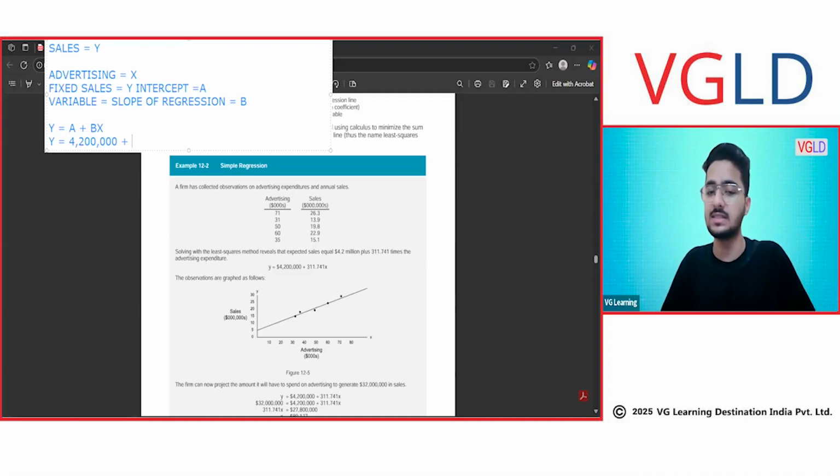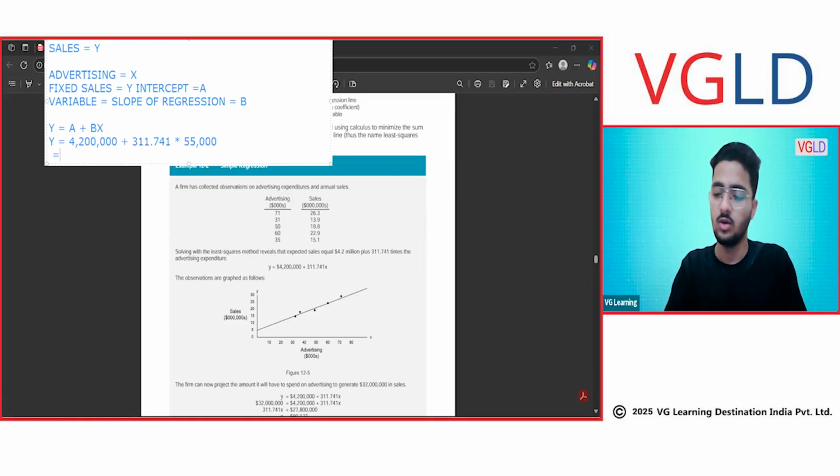Now B is your factor that you can say is your expense. So B is per unit, that is 311.741. That is your per unit value multiplied by, let's say you tell me that we need to find out the advertising for 55,000 units, $55,000. So just find it out: 4.2 million plus 311.741 multiplied by 55,000.